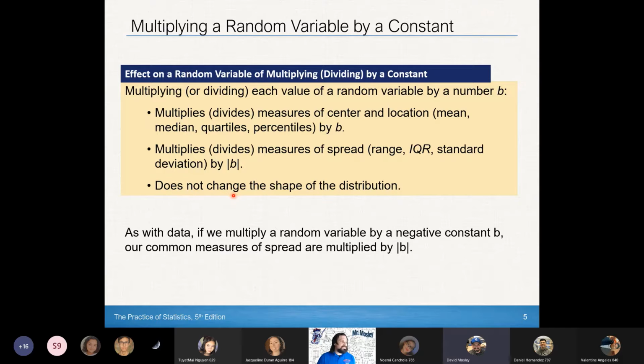And again, this does not change the shape. We saw that in the probability distribution with the histogram. The histograms look the same. As with data, if we multiply a random variable by a negative constant b, our common measures of spread are multiplied by absolute value of b.